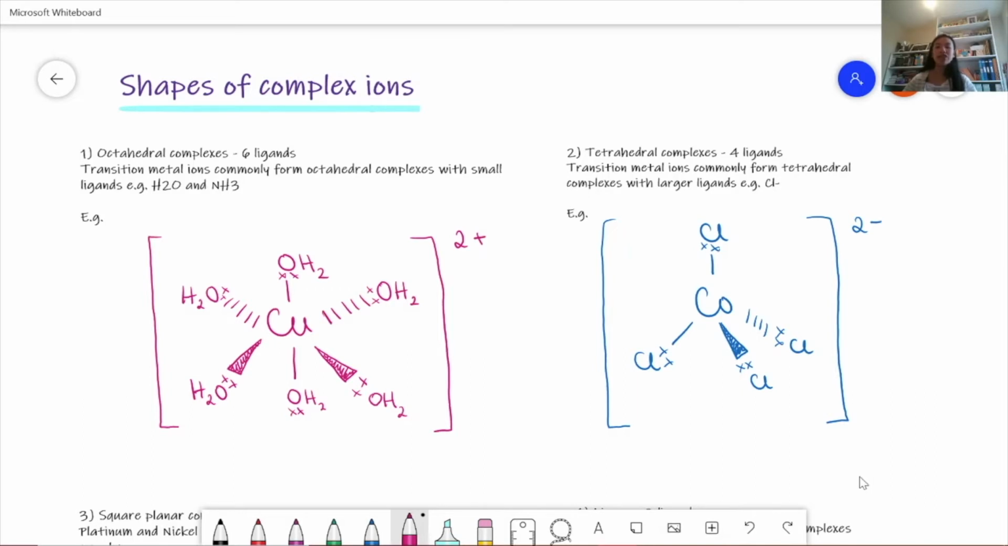And then the second shape that we get is a tetrahedral complex, and this is when we have 4 ligands. So transition metal ions commonly form tetrahedral complexes with larger ligands. So for example, the chloride ion. So we've got cobalt 2+ in the middle and 4 chloride ions coordinate bonded to it around the outside, all equally spaced apart. And so we have the overall charge of 2- because cobalt is a 2+ ion and all the chloride ions are 1-, and we've got 4 of them.